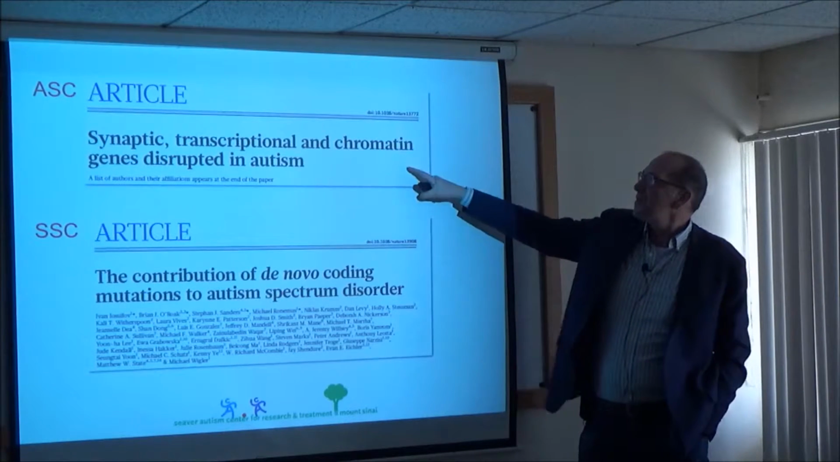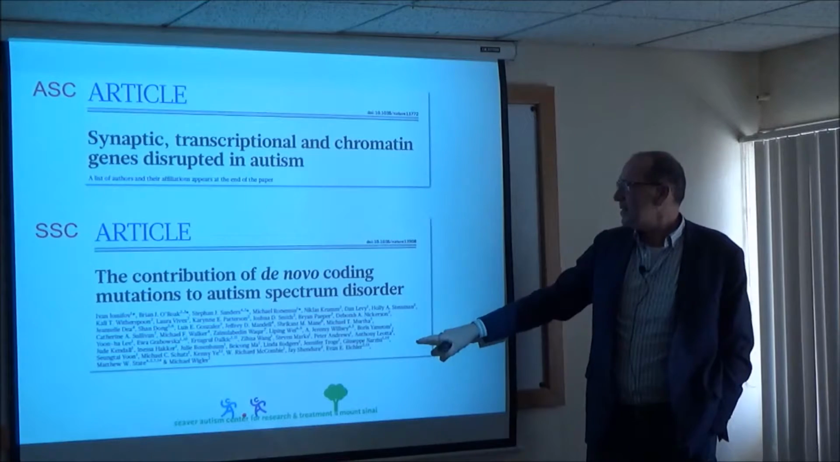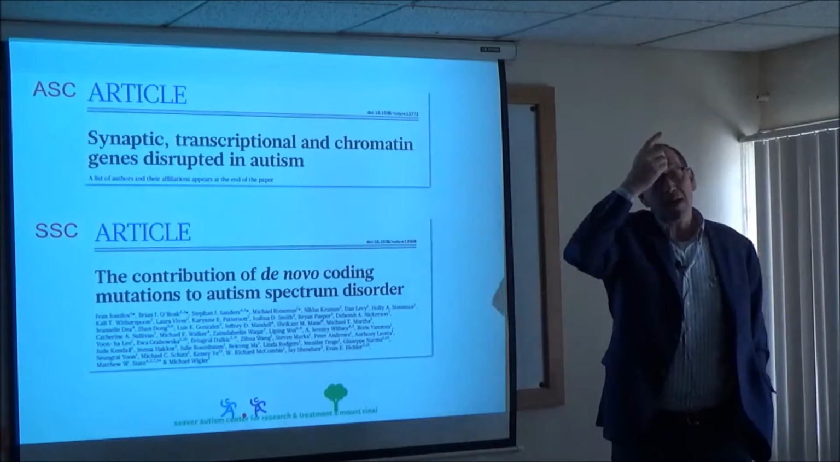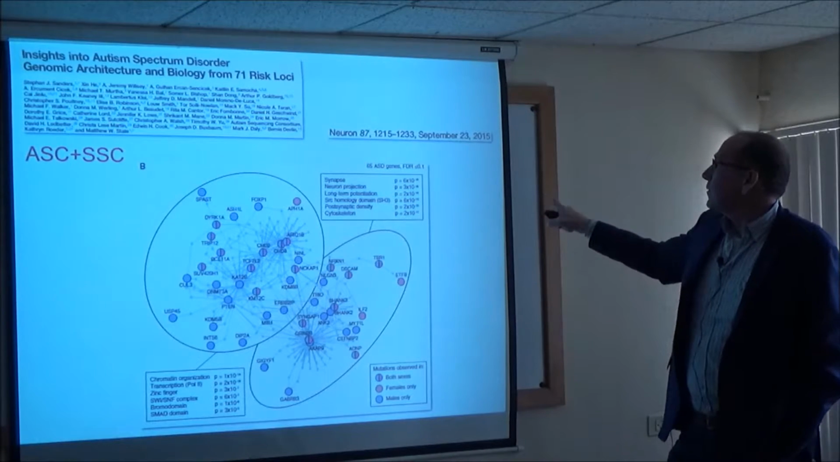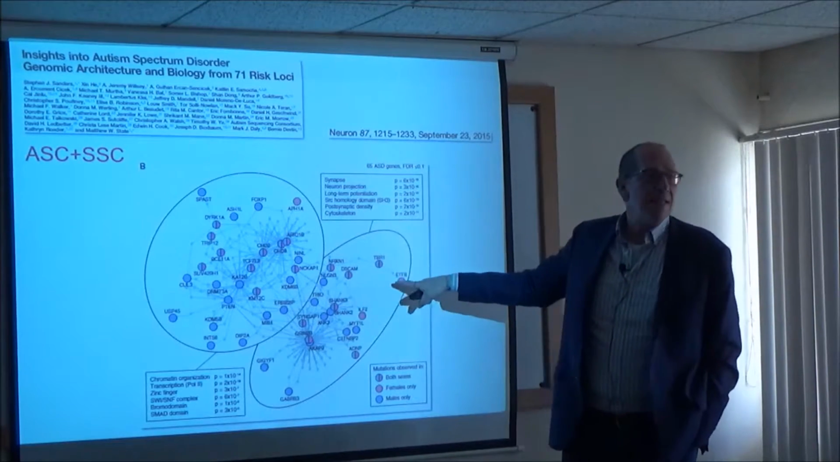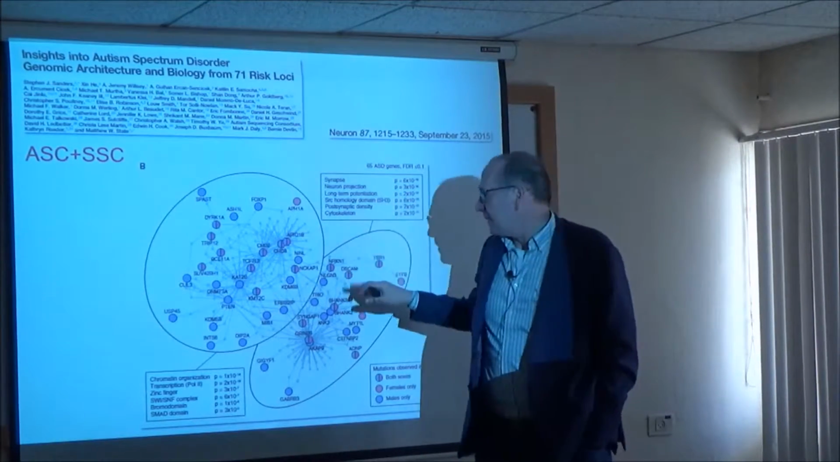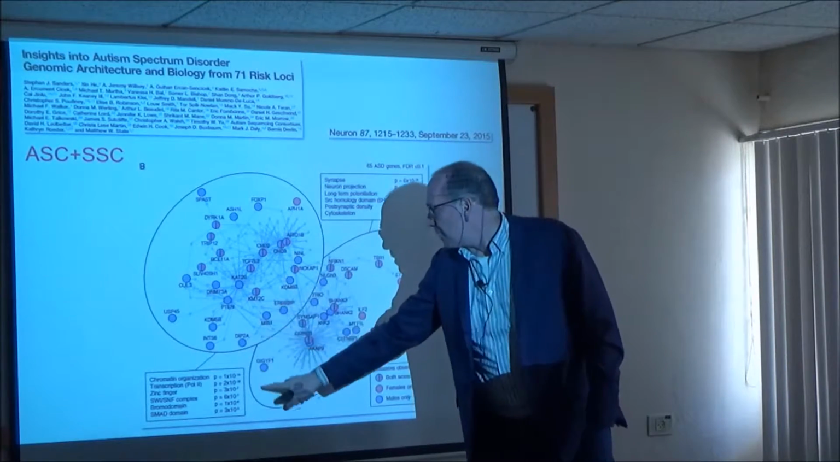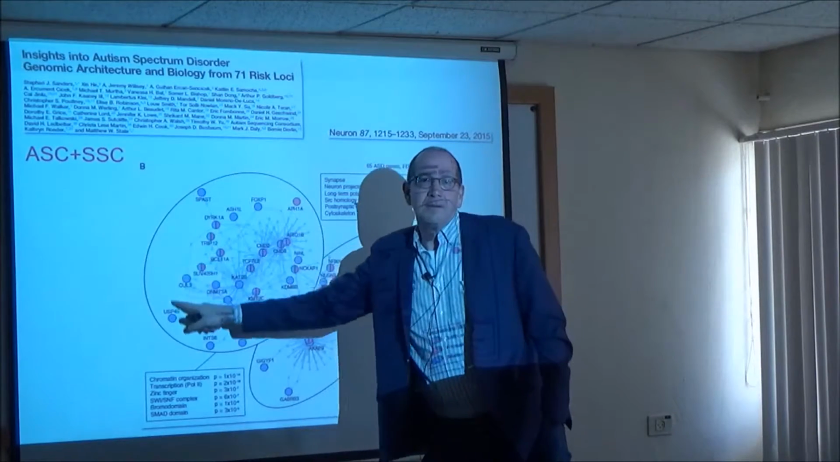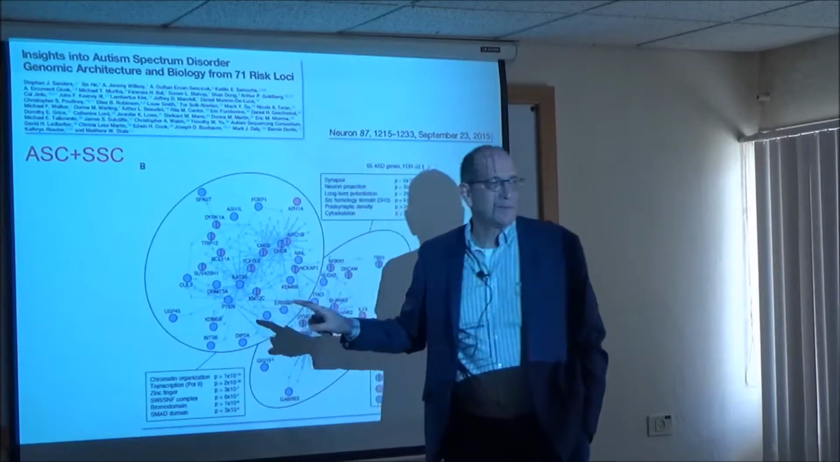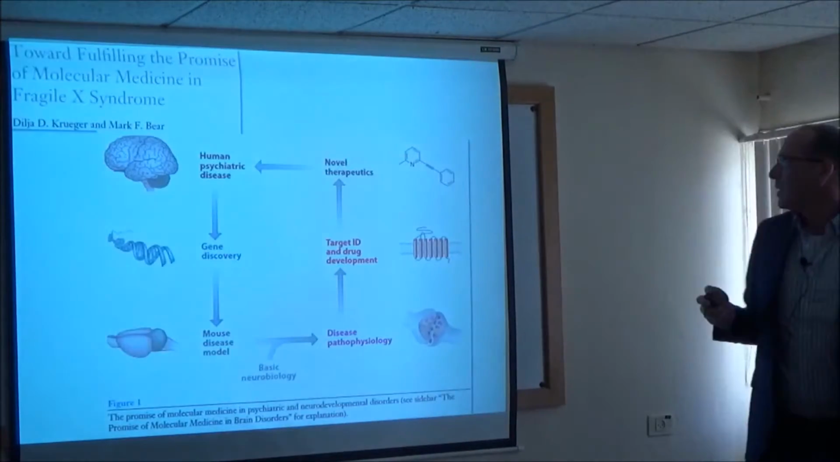All right. So that was the ASC paper, and the Simon Simplex collection was going on in parallel. They had their own paper. And then in 2015, we put all the data together. It's 20,000 samples now. And to make a long story very short again, there's a strong synaptic cluster, and there's a strong histone modification cluster. All right? So that's where we were.